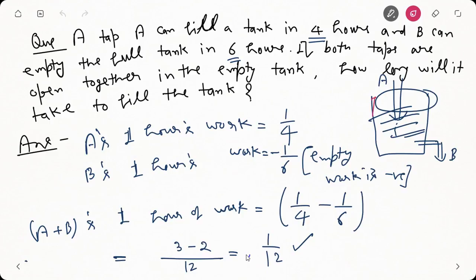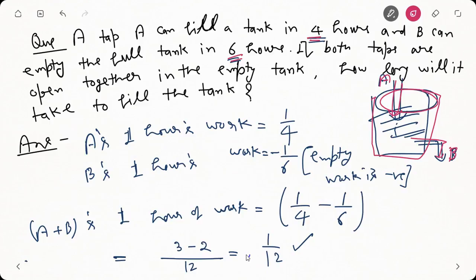So the question is like there is one tank, and there is one inlet and one outlet. A is the inlet and B is the outlet. You just observe: A is able to fill the whole tank in 4 hours, and B takes more time to empty it. It means B is running slow. So if A and B are open at the same time, then definitely the tank will gradually fill up. So the question is correct.